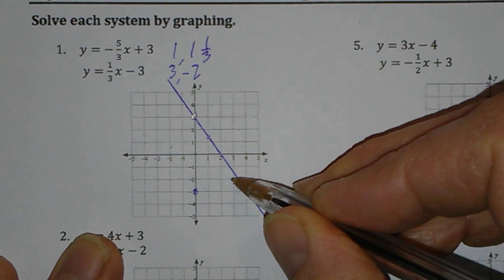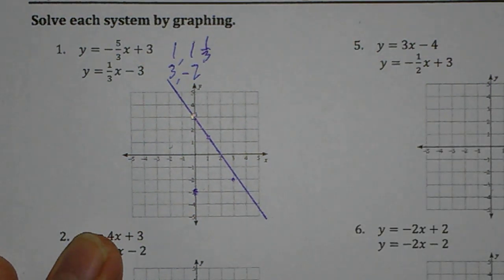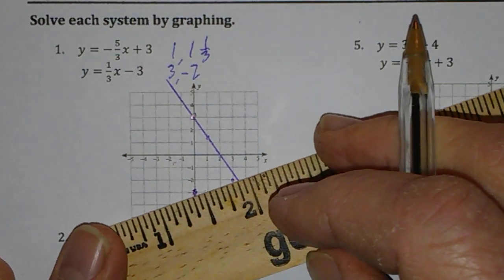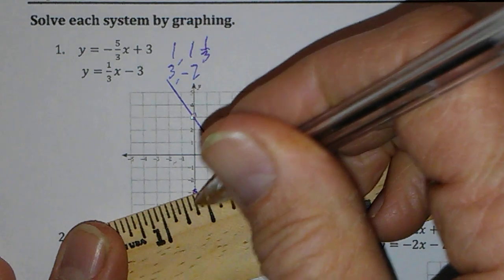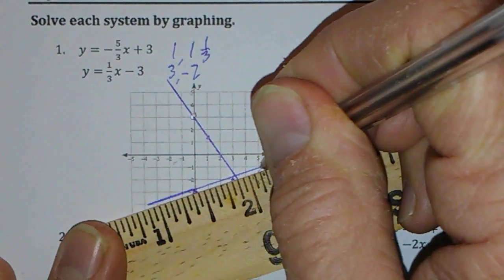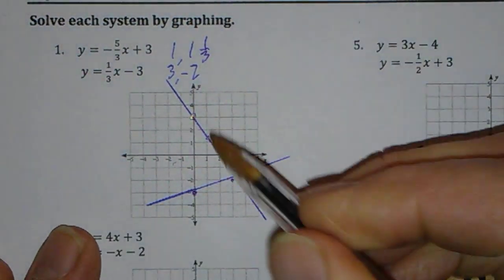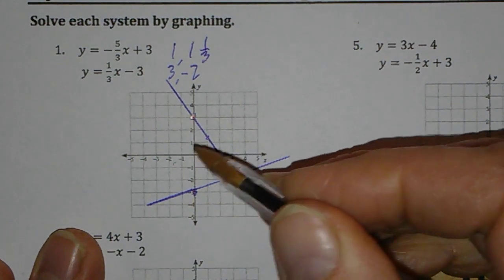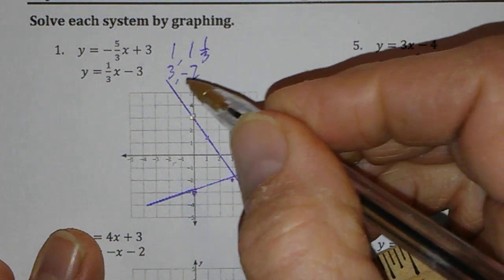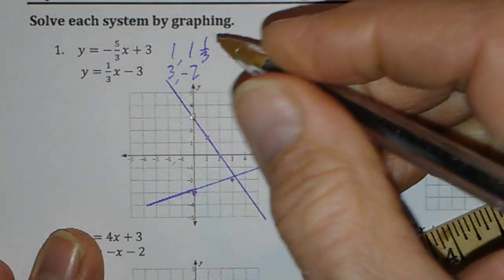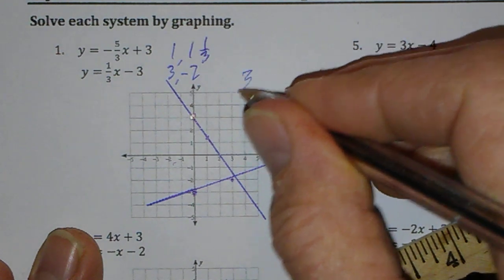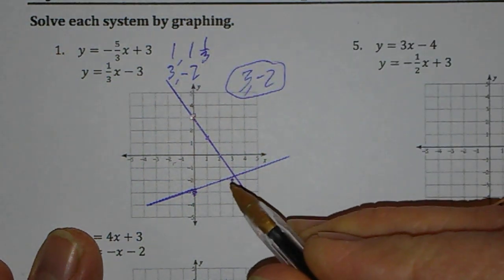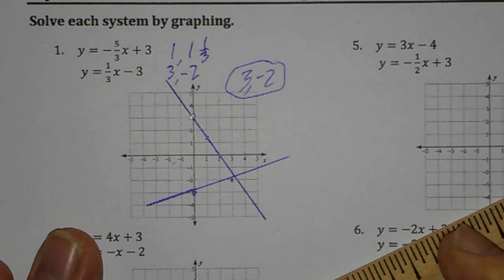Oop, I'm almost at the intersection, aren't I? I may have picked the point that is the intersection. That might actually be the point of intersection, 3 comma negative 2. So I would guess around 3 comma negative 2 is the point of intersection. We just happened to pick a point that was right there at the intersection.